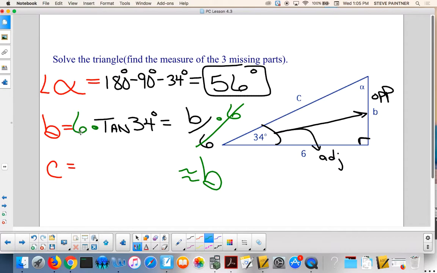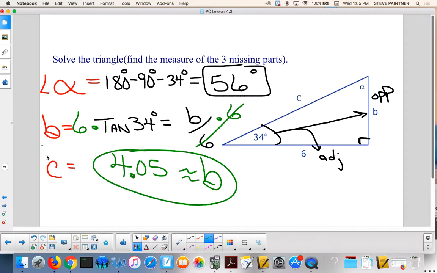Oh, by the way, you're in radians, because the last problem you did was in radians. Get it out of radians, go back to degrees. I'm pulling your teeth. Come on, guys. Give me some answers. 4.05. Okay, I got B. Now let's go get C.